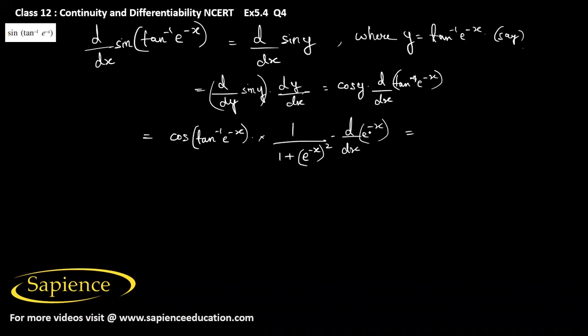So this will be minus of e power minus x. This will be minus e power minus x into cos of tan inverse of e power minus x, and the denominator will be 1 plus e power minus 2x.